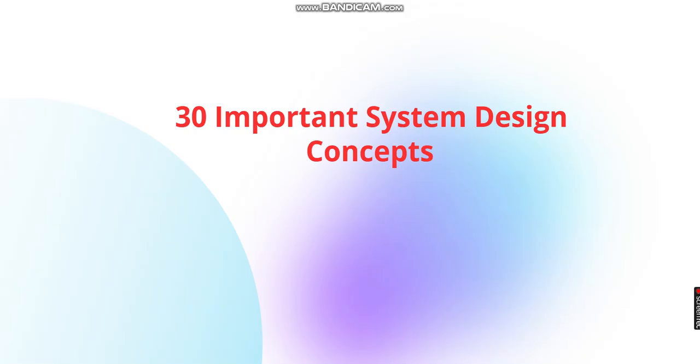This is part 2 of the series 30 most important system design concepts. In the previous part we discussed topics like client server architecture, IP address, what DNS is, what are proxy, reverse proxy and what is latency. In this video we will be looking into the next 5 important topics. First is HTTP and HTTPS. Second will be API. Third will be REST, fourth will be GraphQL, and fifth will be database. So let's begin.